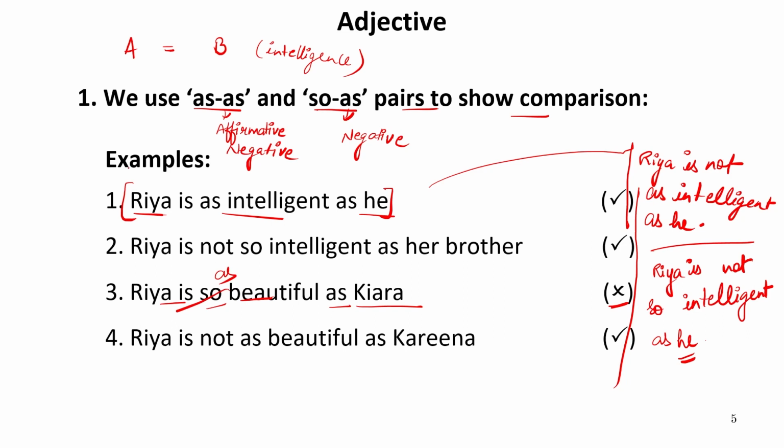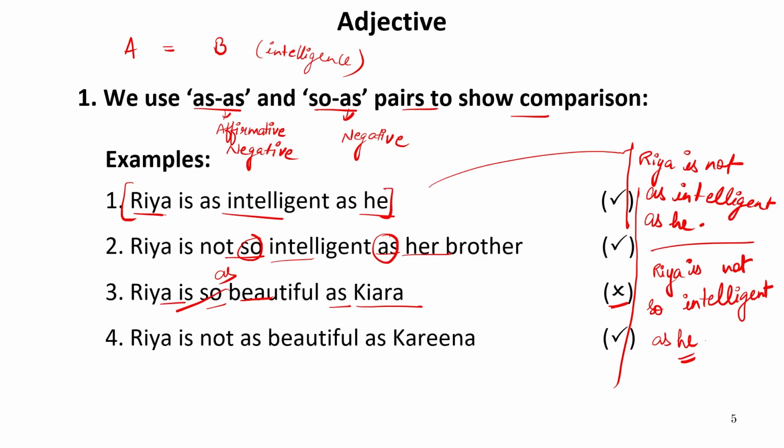Now let us see the second sentence. Ria is not so intelligent as her brother. So I'm comparing Ria with her brother and saying that both of these are not equally intelligent. Therefore, I'm using the words not so intelligent as her. Now, so and as pair is used just to make the sentence negative. Ria is not as beautiful as Karina. So this is again a negative sentence in which I have used as and as. So the sentence is absolutely correct, because as and as pair can be used in both positive and negative sentence, whereas so and as pair can be used in negative sentence only. I hope you understood this.